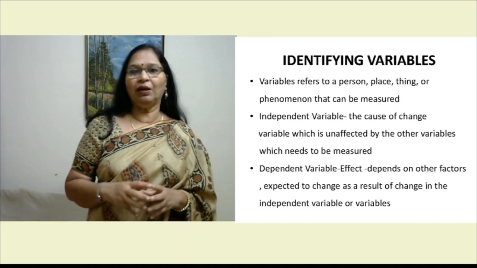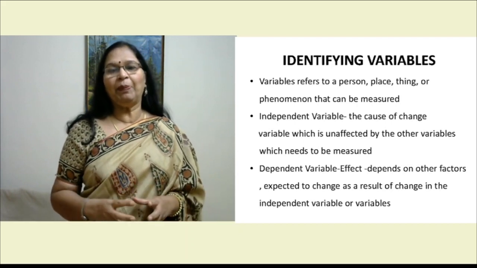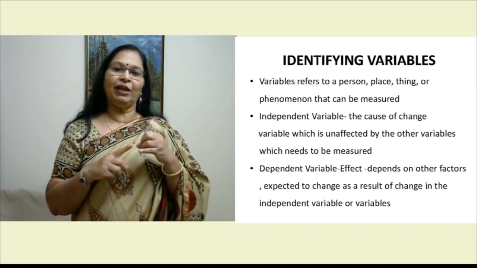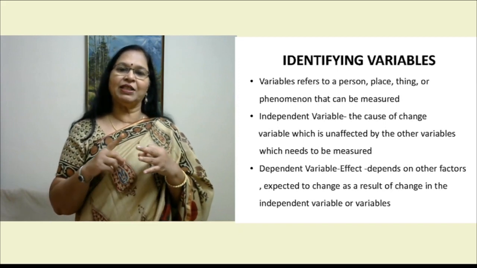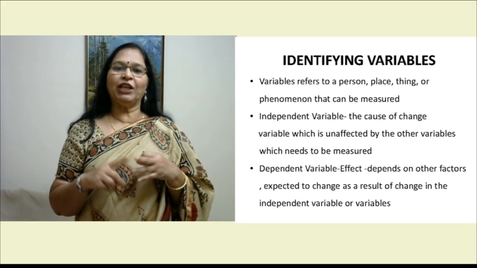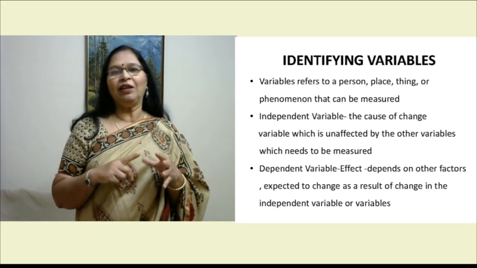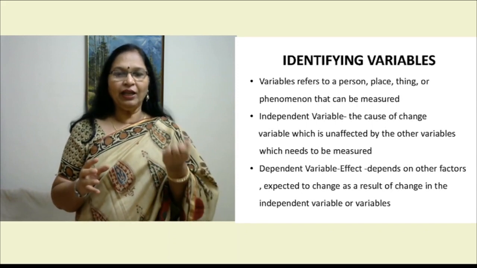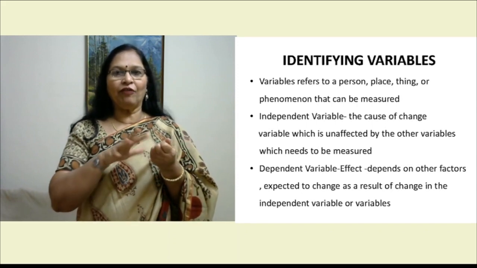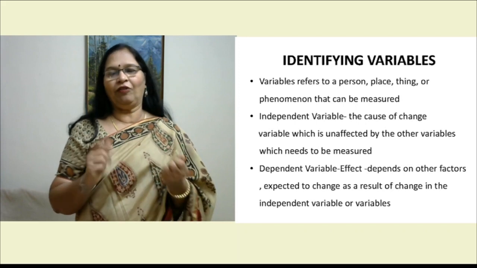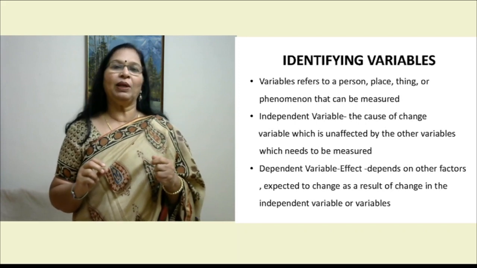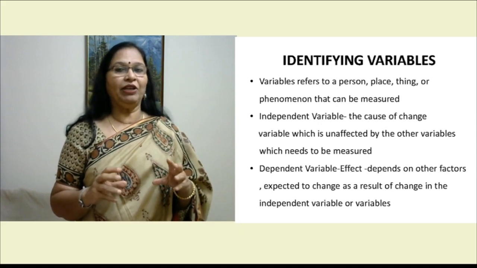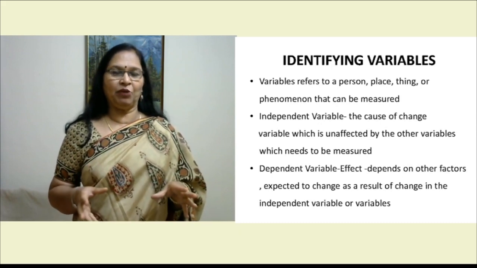For example, earning is a dependent variable, because earning is affected by gender, by marital status, by education, by the age of the person, by the school that they have attended, and so on and so forth. So earning itself is going to be affected by so many other factors. That is how you will be conscious and cautious about identifying the independent and dependent variable.